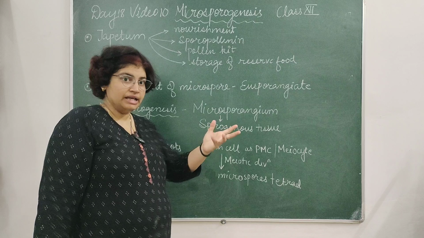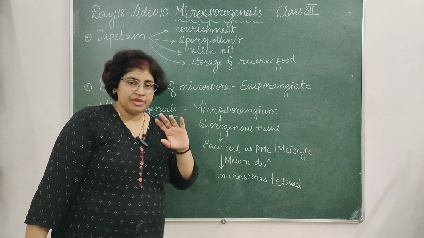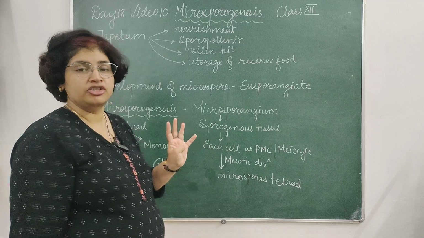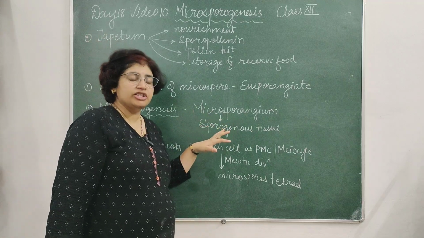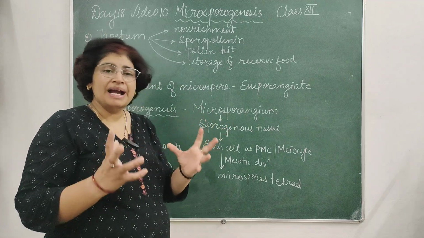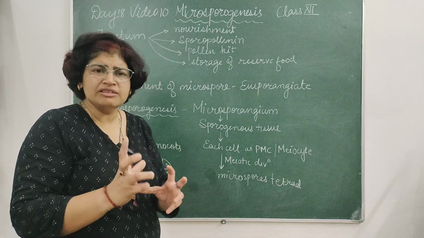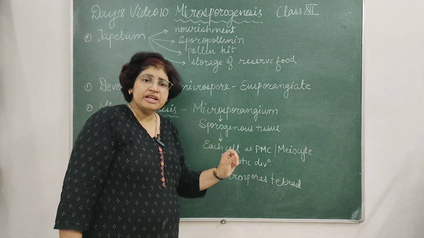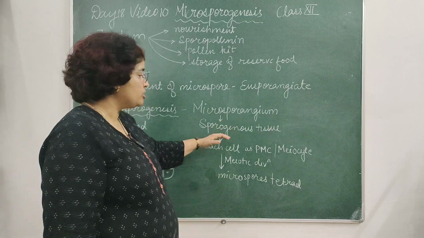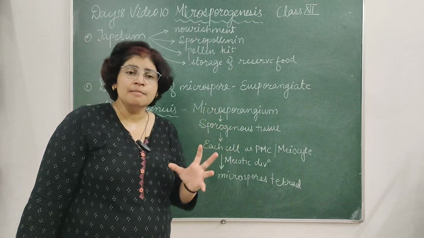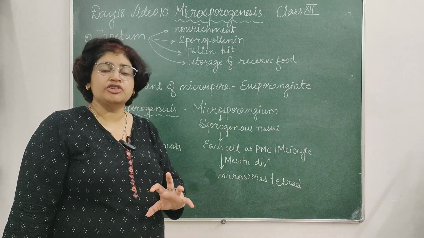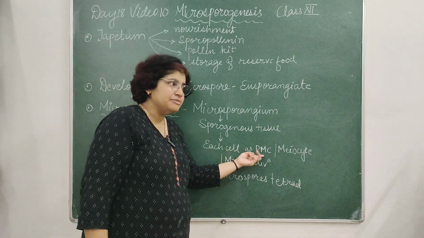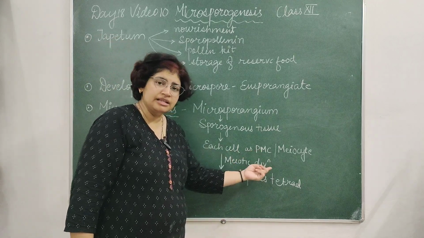Let us go back. That's the microsporangium. Each dithecous anther bears 4 microsporangia, and the microsporangia have a compact, homogeneous mass of cells called sporogenous tissue, and every cell of sporogenous tissue will behave like a meiocyte, which will help in the formation of microspores. They are called PMC, the pollen mother cells.